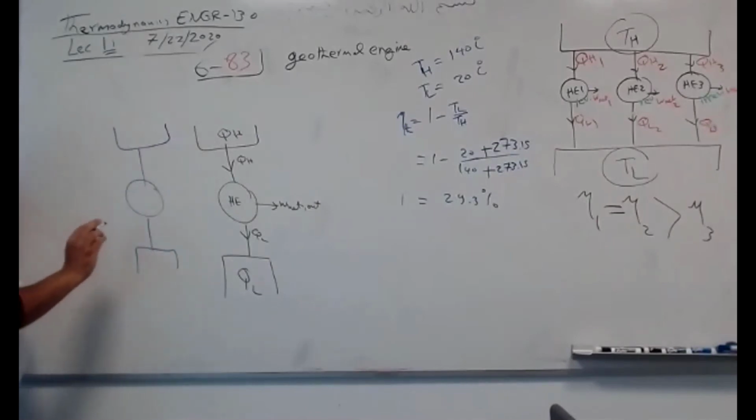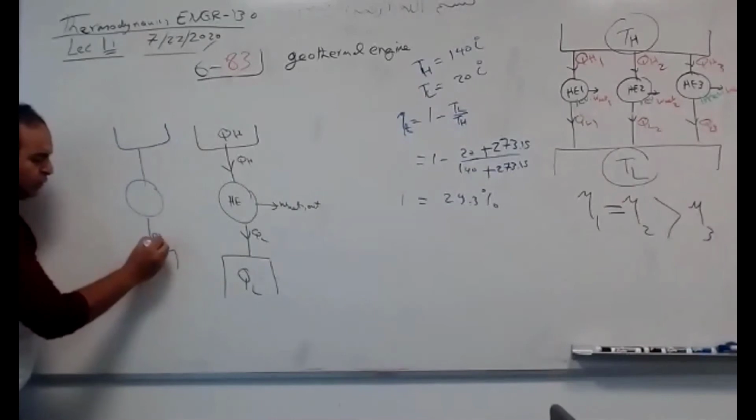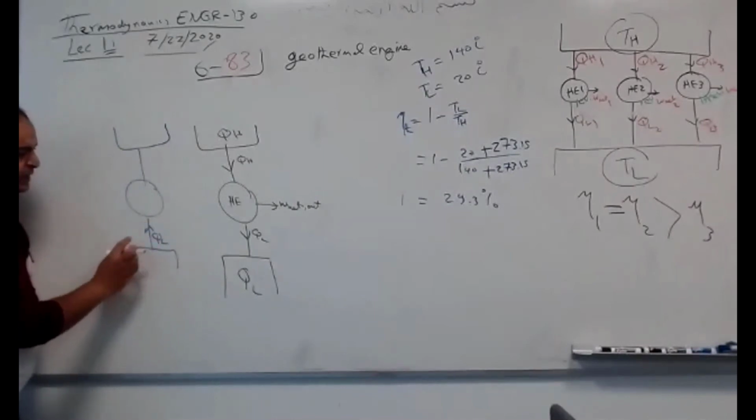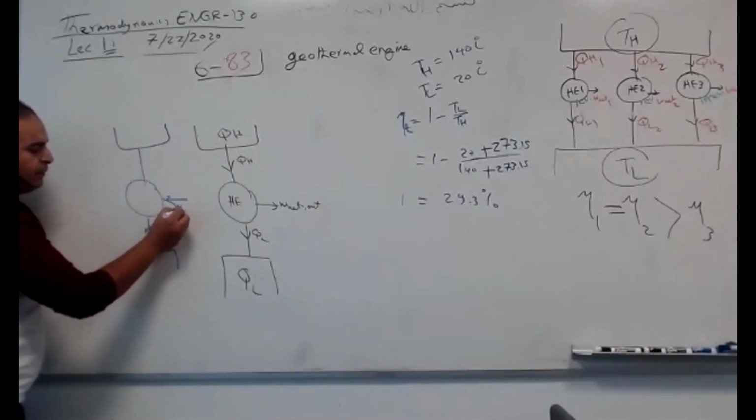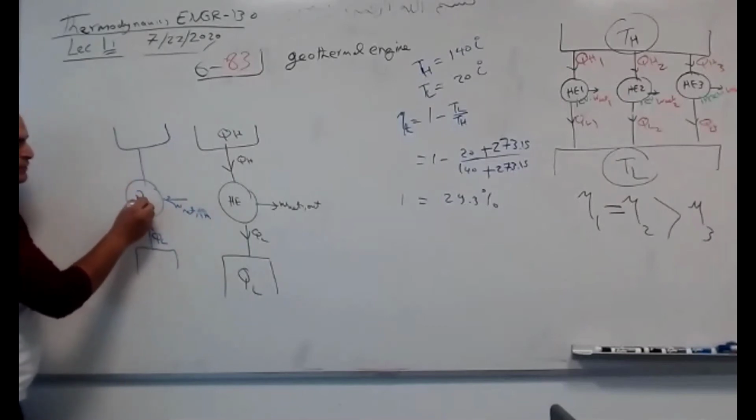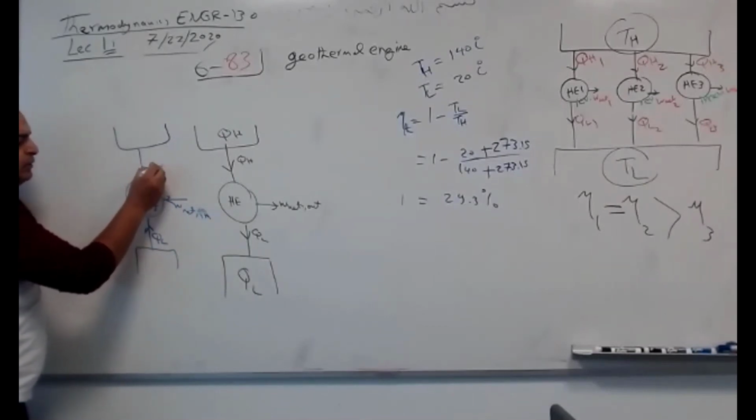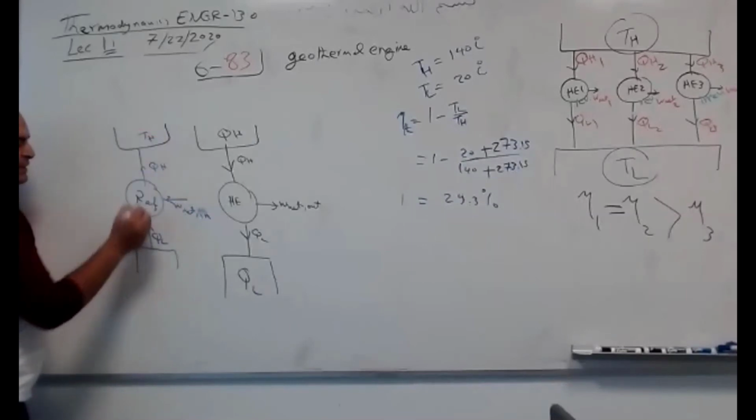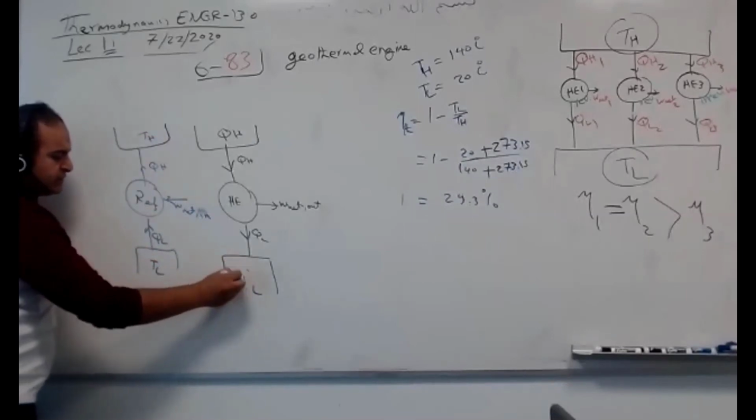So everything is reversed. Reversed means here Q low is going up. Work net is in. I pay electricity to drive the refrigerator. Then I dump Q high out. And this is T high, for example. This is T low. The same here. We can use T high and T low.